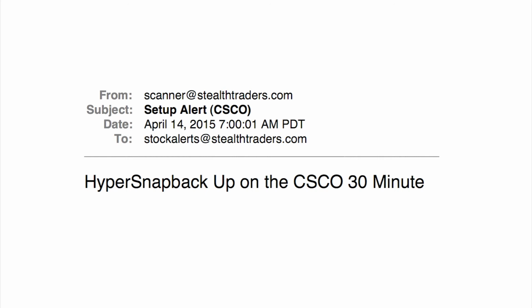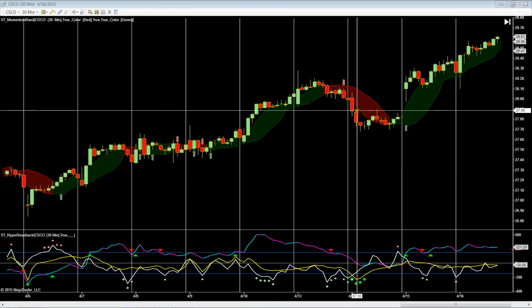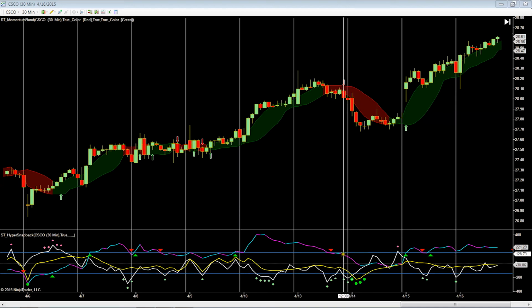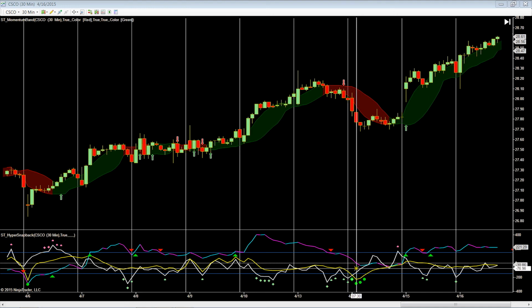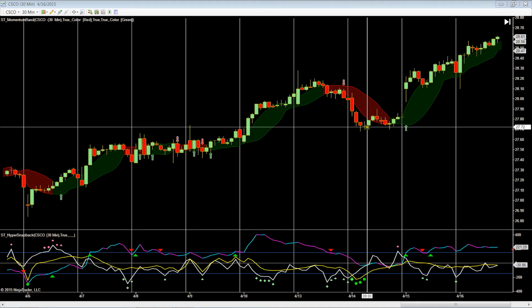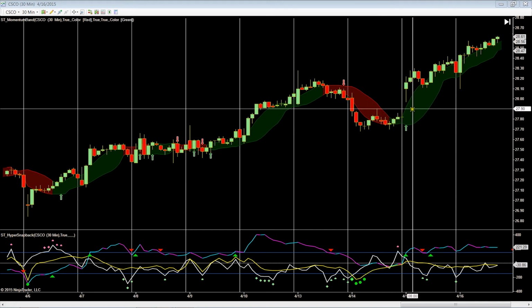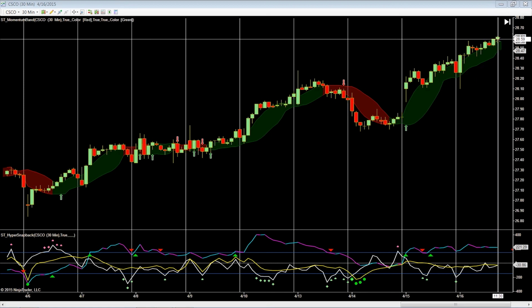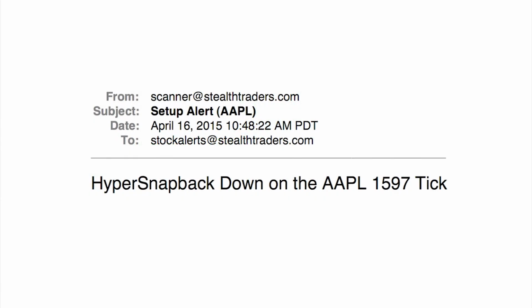Let's take a look at a stock alert. We have a hyper snapback up on Cisco 30-minute chart at 7 a.m. on the 14th. So let's take a look at the chart. Here we see the hyper snapback signal. Now the trend line is magenta, so we don't want to enter yet. We get another signal, still magenta. We get a third signal, and then it starts to turn blue. That's when we enter. Momentum band turns green. Great trade.